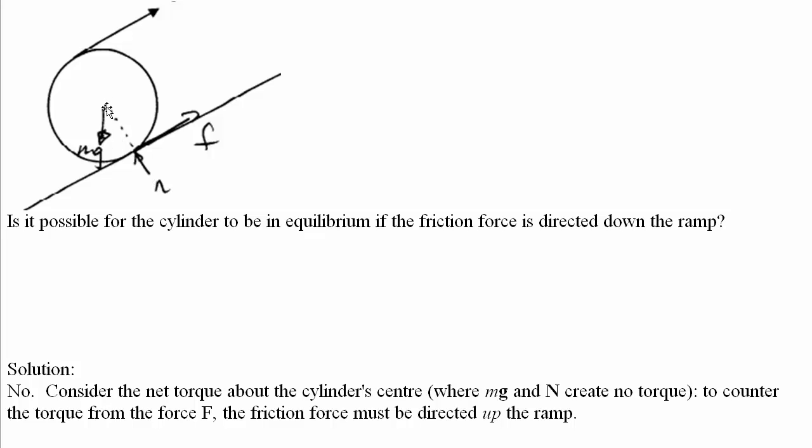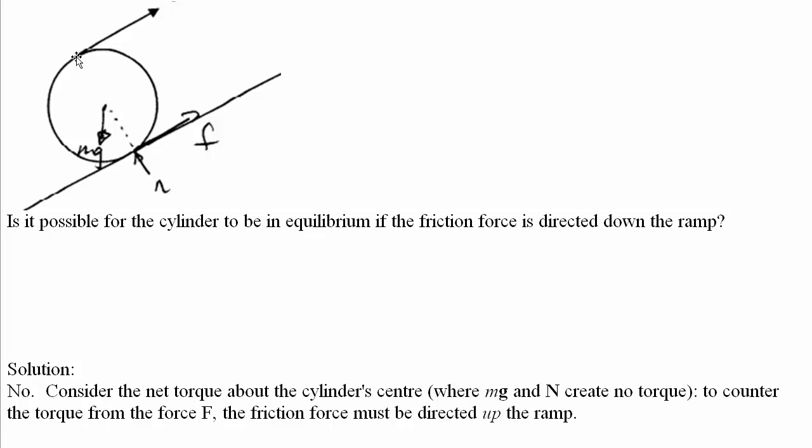The weight, because it's got no distance from the center point, it's applied through the center of mass, and the normal force, because its distance away is parallel to its direction. So the sine of the angle between this vector and the normal force would be 0.